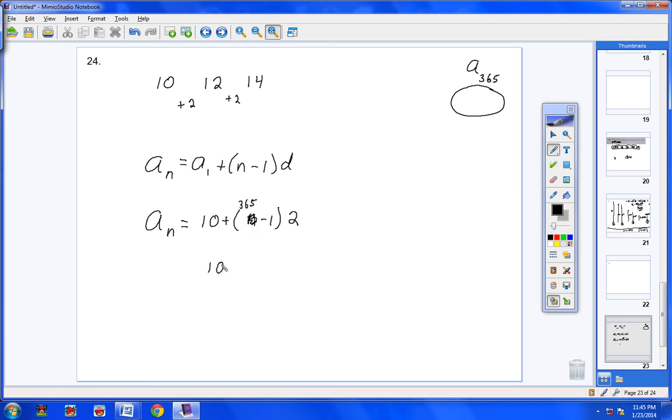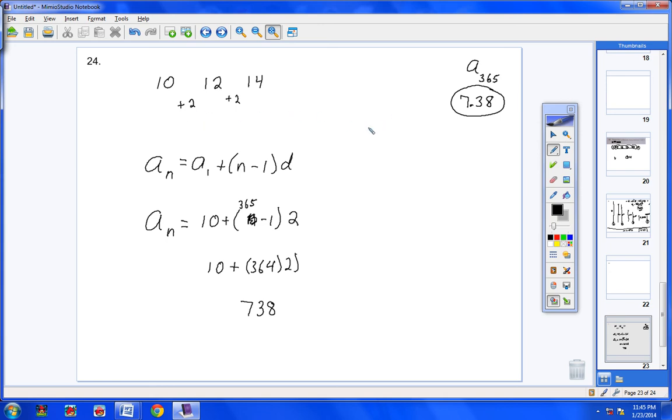365 minus 1 would be 364. So we have 364 times 2, which would be 728, plus 10 would be 738. Now, of course, 738 means cents, just like 10 is really 10 cents. So what I would have over here is 738 cents, or $7.38. Okay?